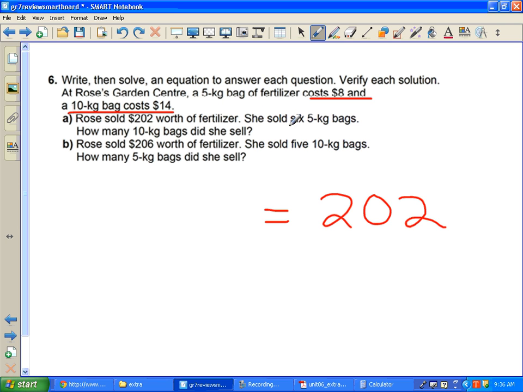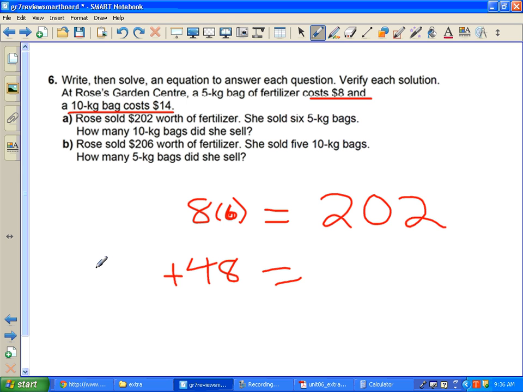Then it says she sold 6 5-kilogram bags. So how much was a 5-kilogram bag? That was $8. So if she sold 6 of those 5-kilogram bags, each one was $8, and she sold 6 of them. So we got to times 8 times 6. She sold a total of $48 worth of the 5-kilogram bags. So that's the constant. That doesn't change. They told us that. The only thing that changes now is we want to know how many 10-kilogram bags.